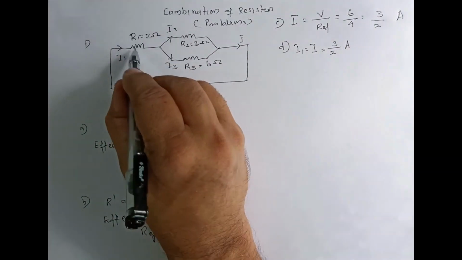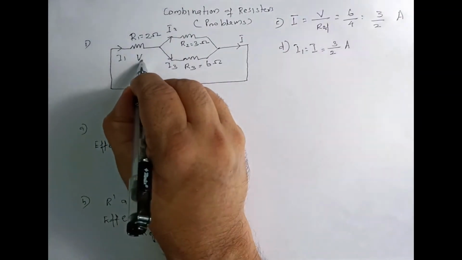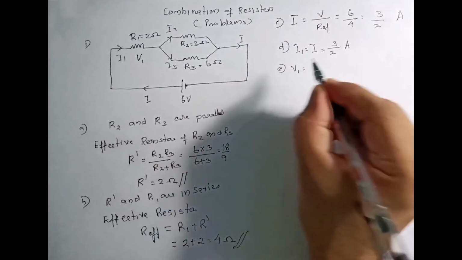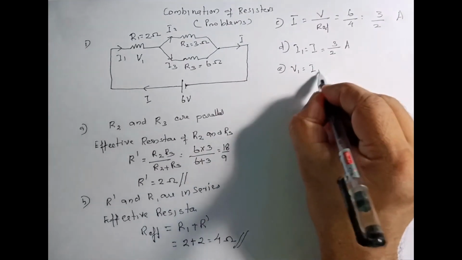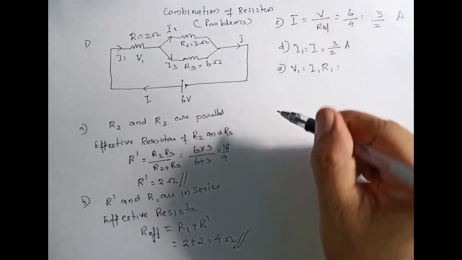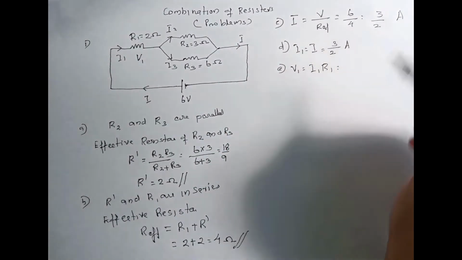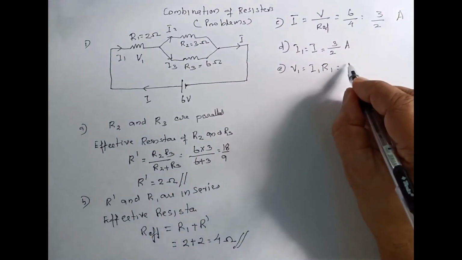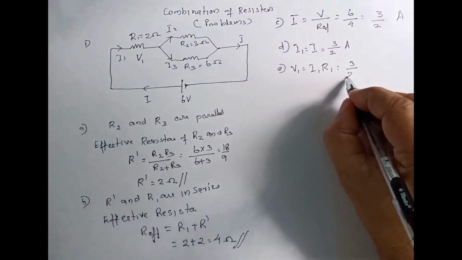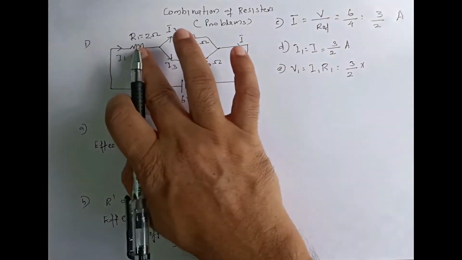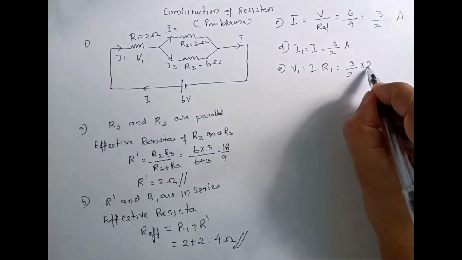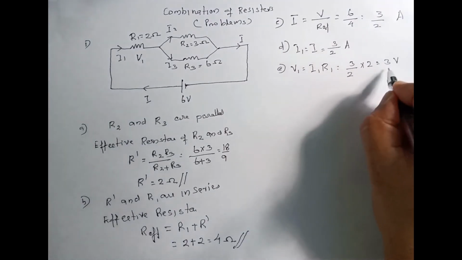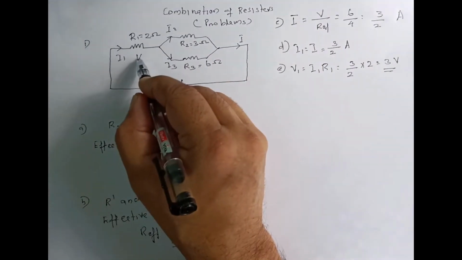Now we got the current. Now we can work out the potential drop across R1, V1. V1 is equal to I1 R1, that is equal to I1, we already know, 3 upon 2, R1 equals 2. So I1 is equal to 3 upon 2 amp multiplied by R1 equal to 2 ohm. So that is equal to 3 volt.